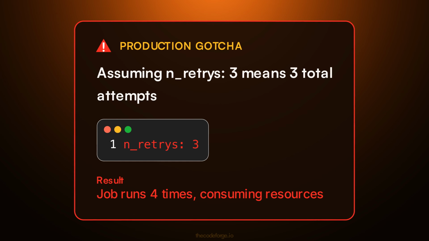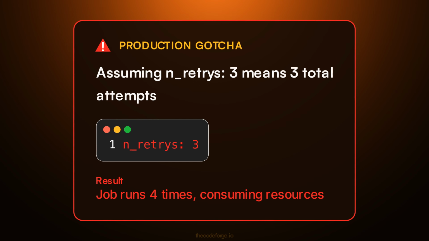n_retrys counts retries after the initial failure. So n_retrys: 3 means up to 4 runs total. If each run takes 30 minutes, the job could run for 2 hours before failing.